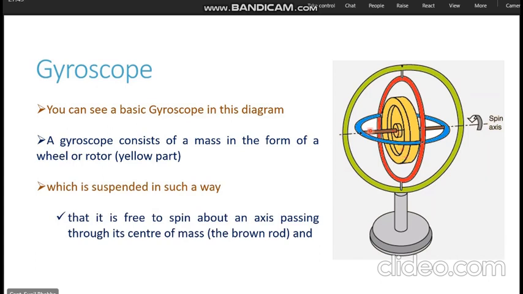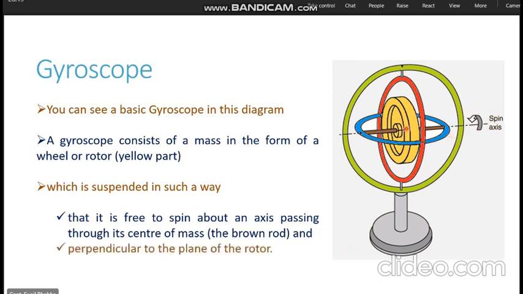You can see there is a brown color rod which is passing through this rotor, and this brown color rod is connected to this blue color ring. Now this brown color rod is connected to the blue ring by way of ball bearings, and these ball bearings allow the rotor to spin about the spin axis. You can see this is mentioned in the diagram also. The rotor can spin around the spin axis clockwise or anti-clockwise because of these ball bearings.